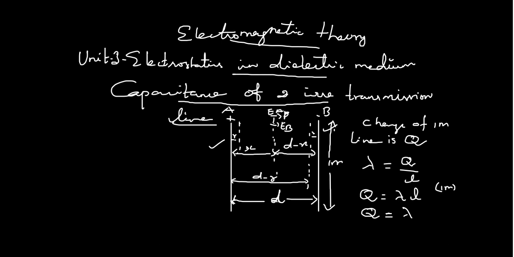It's a long wire, and we are considering only 1 meter of length of the line. So the charge of the 1 meter line is equal to q, and the charge density lambda is equal to q by L. So q is equal to lambda into L, where L is equal to 1 meter, and q is equal to lambda.